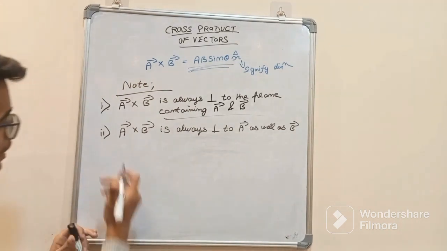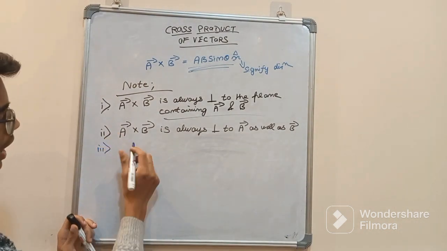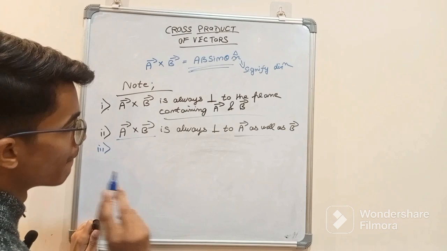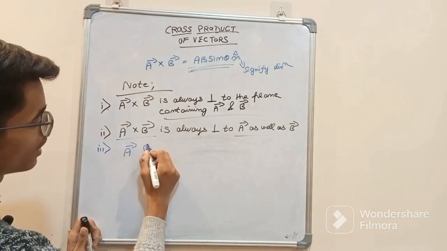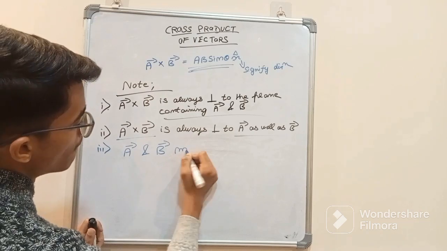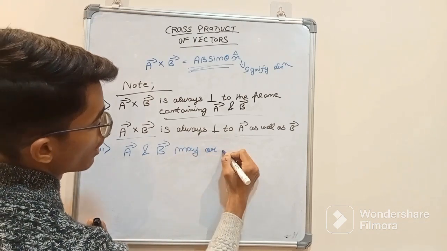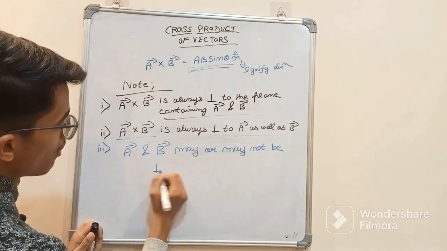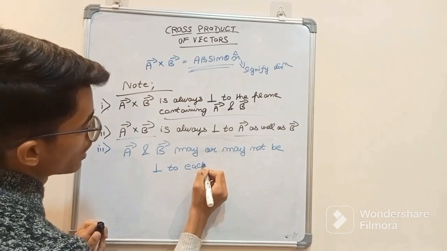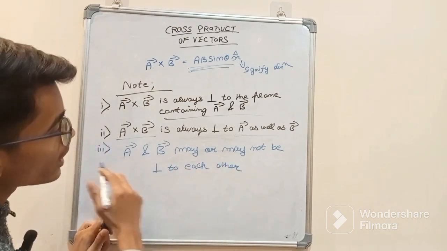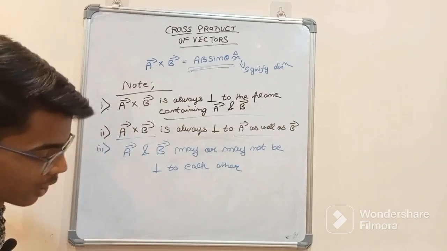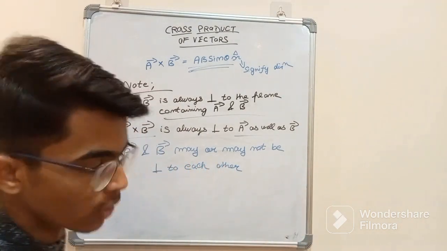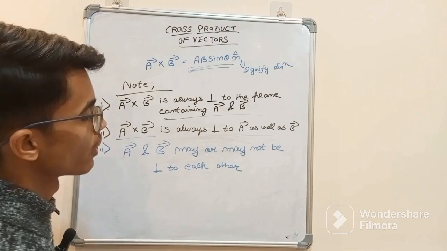But the third point is important. A vector cross B vector is always perpendicular to A vector as well as B vector, but A vector and B vector may or may not be perpendicular to each other. जो प्रोडक्ट है वो दोनों A वेक्टर और B वेक्टर के परपेंडिकुलर होगा, बट दिस इज नॉट इंपॉर्टेंट कि A वेक्टर और B वेक्टर भी आपस में परपेंडिकुलर हो. इट्स नॉट पॉसिबल. आई एम सॉरी.